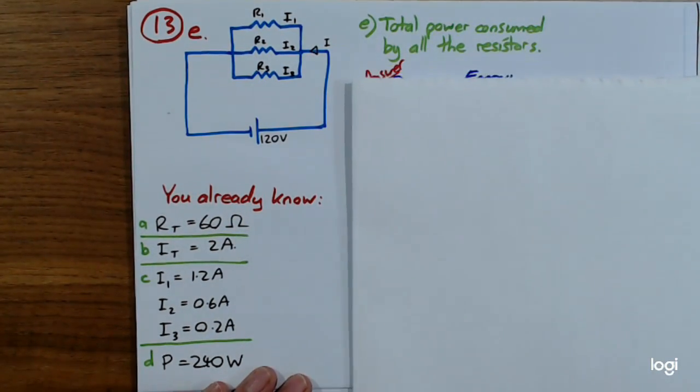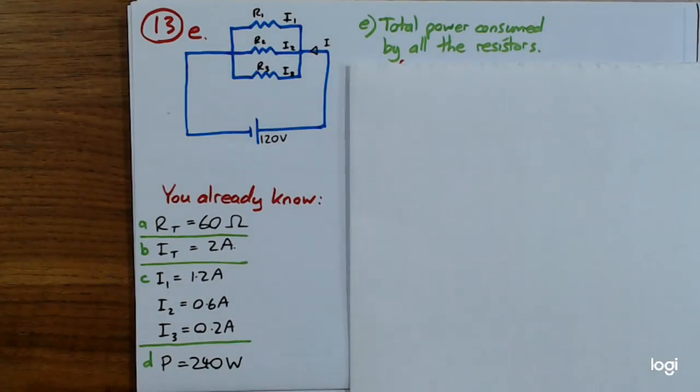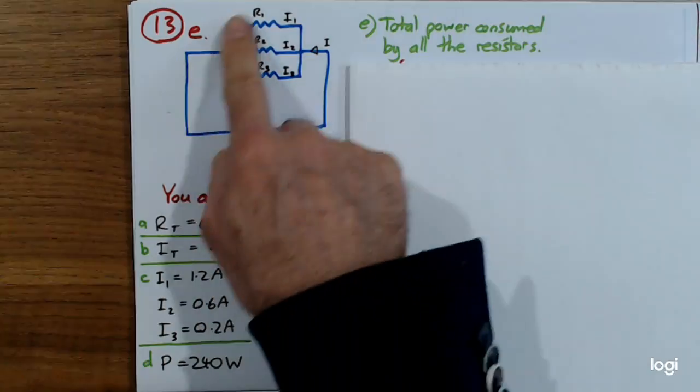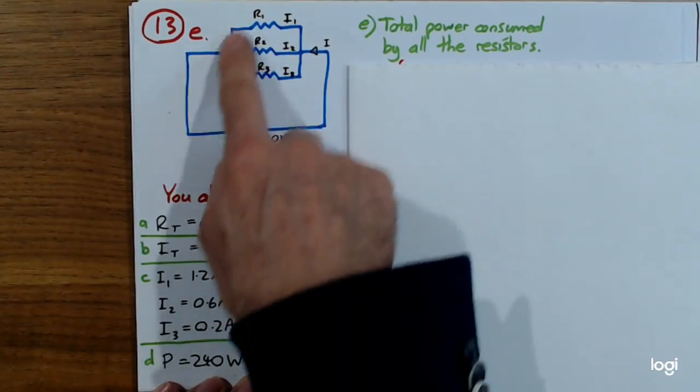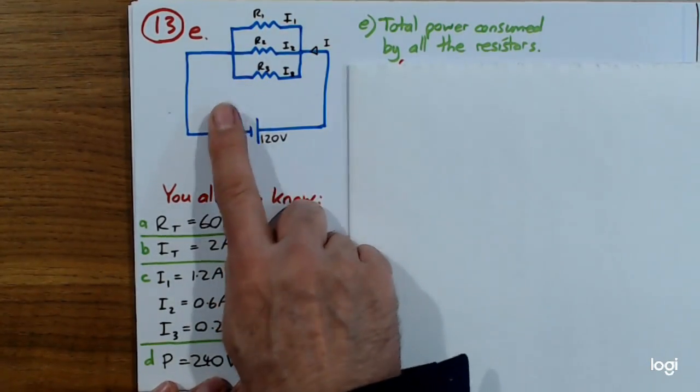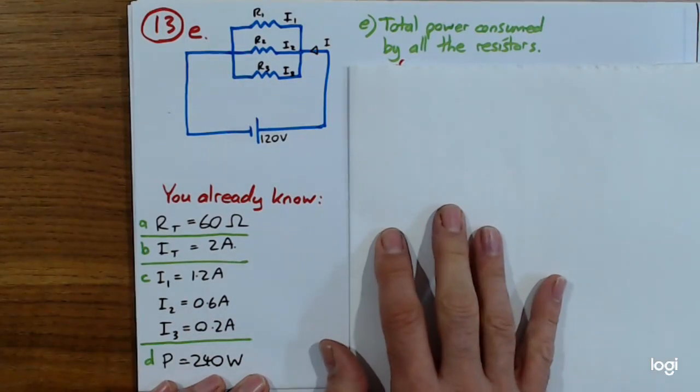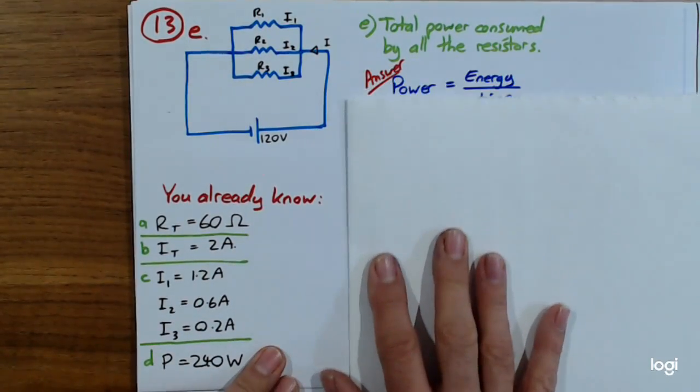And question E says, how much total power is consumed by all of the resistors? 240 watts is coming out of here. How much of it gets used by all of those? And the answer is all of it. This is almost a conservation of energy question, right?